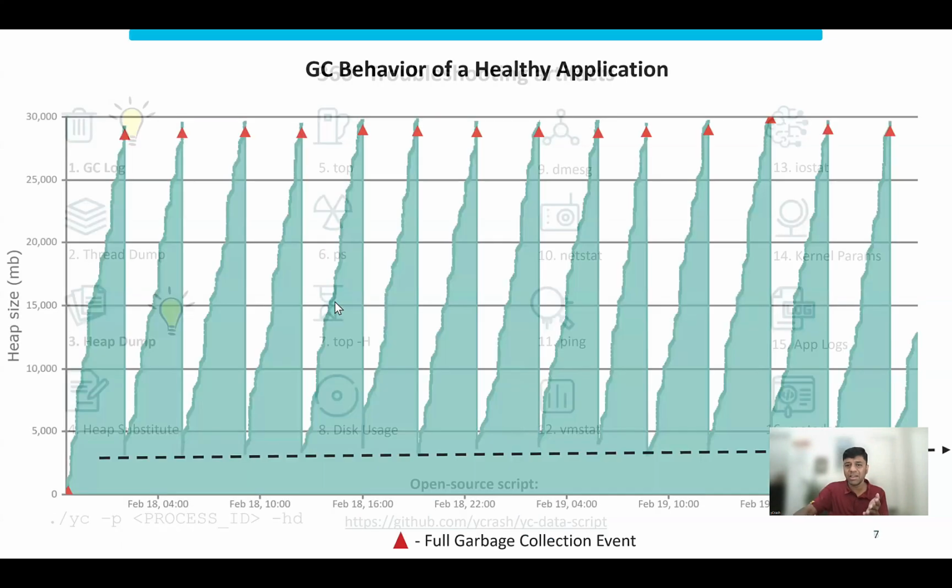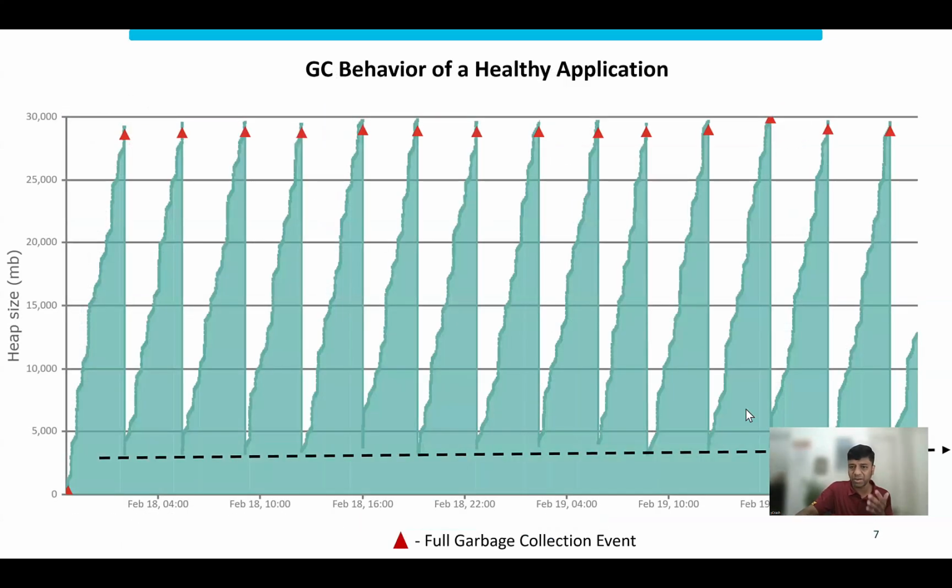For example, people would have seen this in the previous webinar as well. This is the garbage collection behavior of a very healthy application. Look at this. You can see the memory building up. When a full garbage collection runs, at this red triangle, the memory drops all the way to the bottom. Once again the memory builds up, a full garbage collection runs, and the memory drops all the way to the bottom. You see this beautiful sawtooth pattern going on.